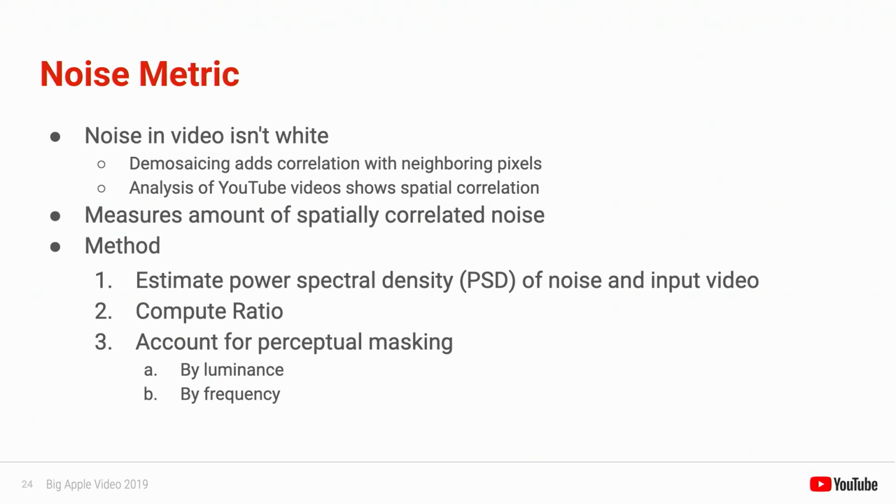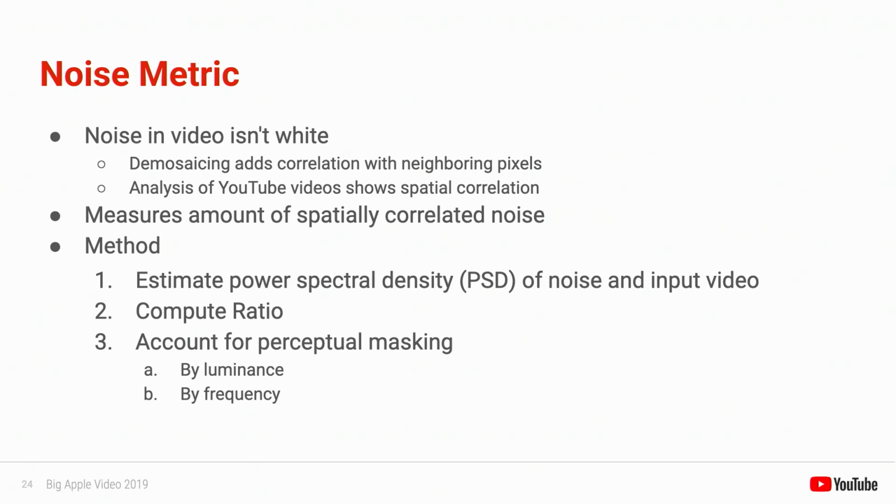Next, I'd like to talk about noise. One approach which has been taken when trying to measure the amount of noise in videos is to measure white noise. But it turns out that doesn't work all that well because noise introduced in the acquisition process typically isn't white. There are a number of reasons for this. For example, one reason is that the demosaicing process used for converting Bayer pixels into RGB introduces correlation with neighboring pixels. An analysis of flat areas in 46,000 videos uploaded to YouTube allowed the team to develop a parametric model capable of modeling realistic noise patterns.